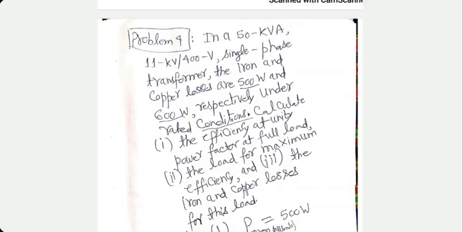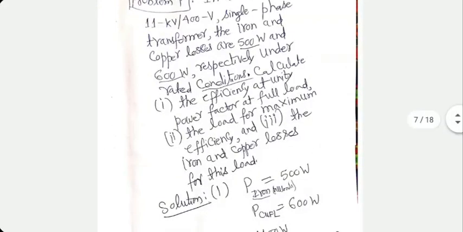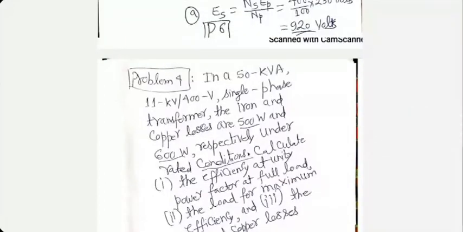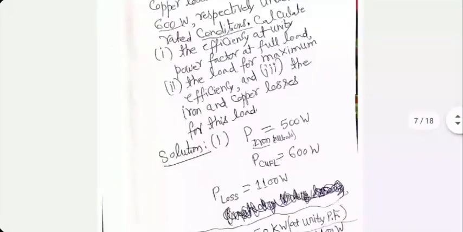Efficiency is output power divided by input power, right? Under rated conditions, input power will be simply kVA in watts, of course, because power factor is 1. The input power is 50 kilowatt. The total loss is 500 watt plus 600 watt, 1100 watt. So from the input power, that much will be subtracted to get the output power. And then you take the ratio of the two powers and multiply by 100 to get the efficiency in percentage. No need for equivalent circuit here.